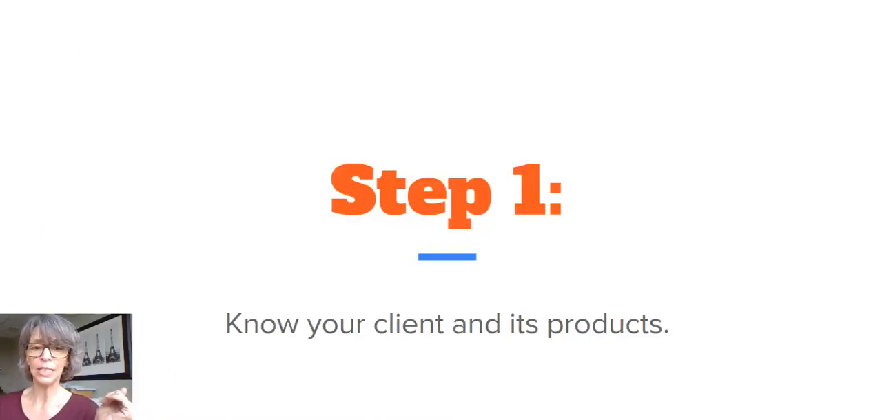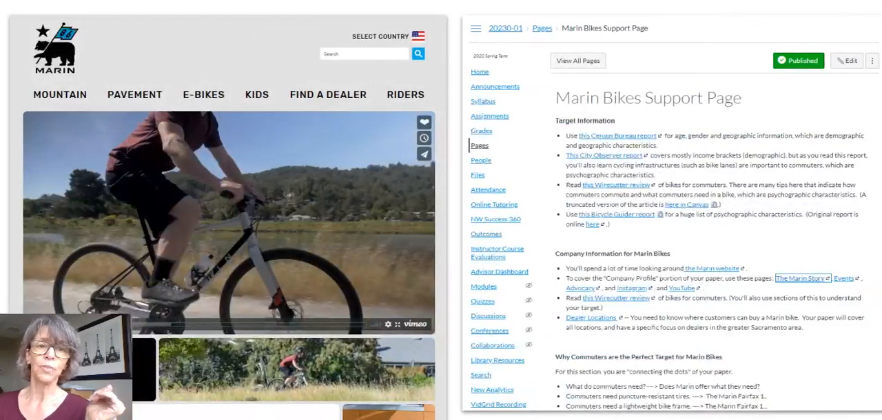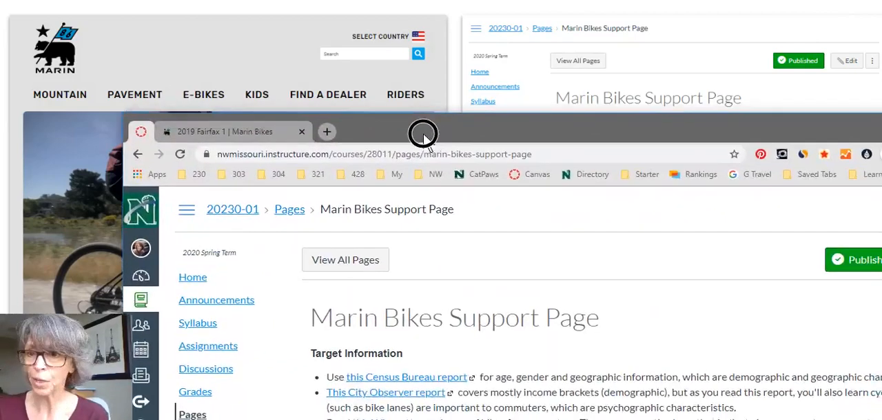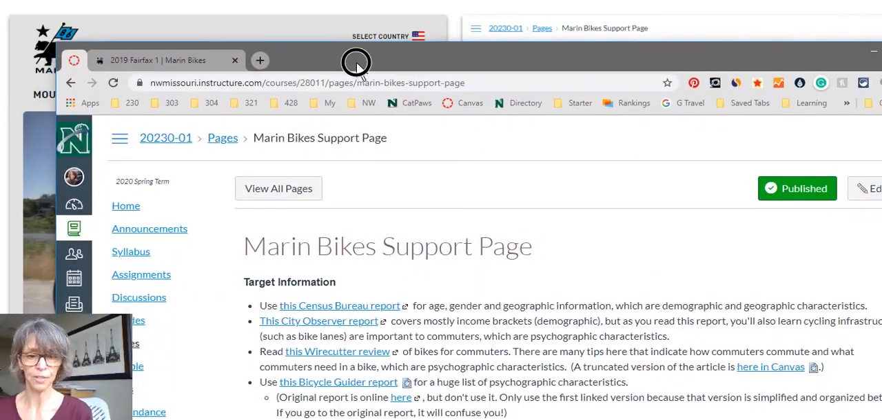So let's dive a little bit deeper into knowing your client and its products. This is where we'll look a little bit more at your actual assignment. So this is your client, Marin Bikes, and this is just a screenshot of your support page in Canvas. I'm going to be pulling in some windows like this to walk through some of this with you.